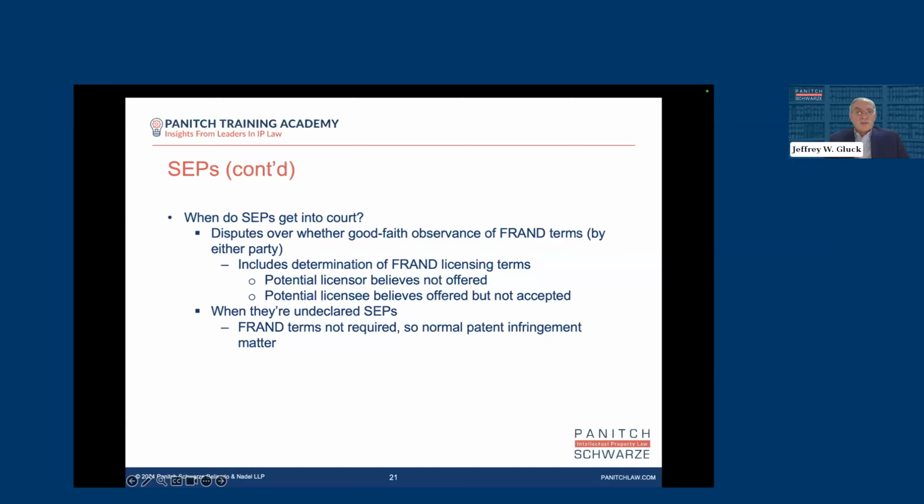As I was saying before, just for completeness, if it's an undeclared standard essential patent, FRAND terms are not required. So it's a normal patent infringement matter, a normal negotiation matter between the patent owner and a potential licensee. FRAND does not govern.